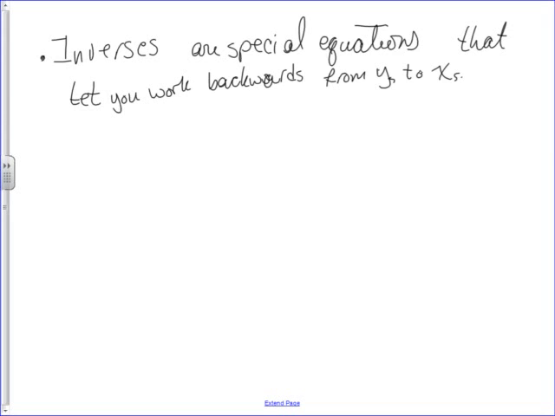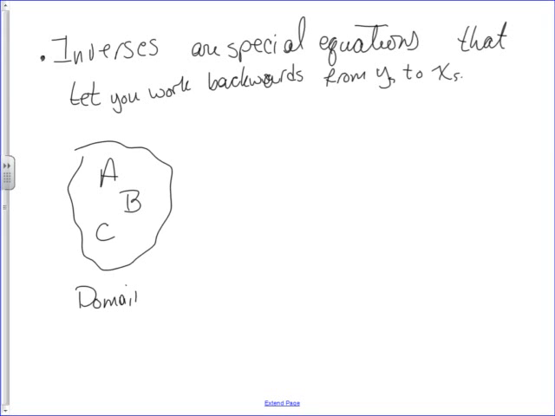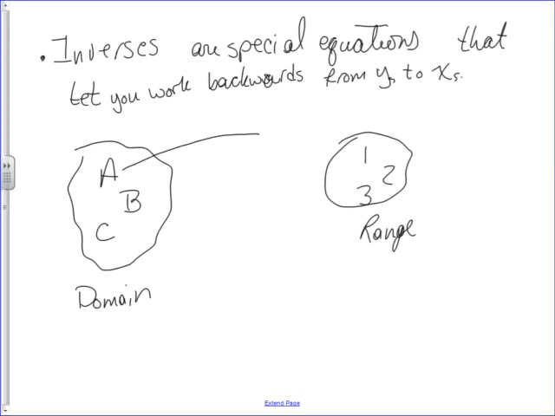Alright. Now, to see if a function has an inverse, if you remember back to sets, we have set A, B, C, and this is our domain. And then we have set, let's say 1, 2, 3, and this is our range. Remember, with mapping, you mapped items from your domain to items in your range.